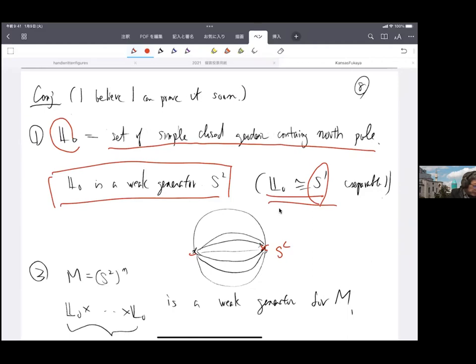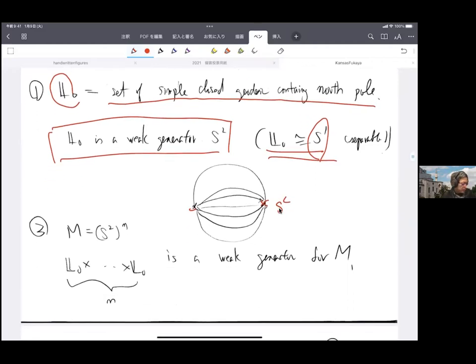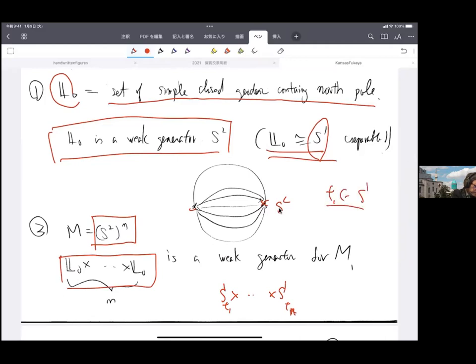But the S2 case is a bit too easy, so I want to go a bit further. We take the n-th power of S2, and consider the product. You have T1, ..., Tk, ..., Tn, where Ti is just this family, the S1-many family. So you have this Tn-parameterized family of Lagrangians, and the claim is that this family is a generator of this category over Λ0.